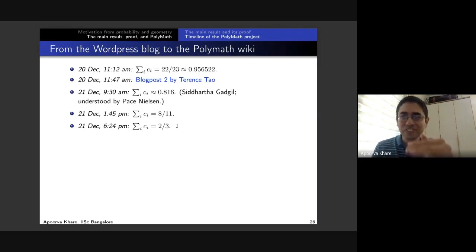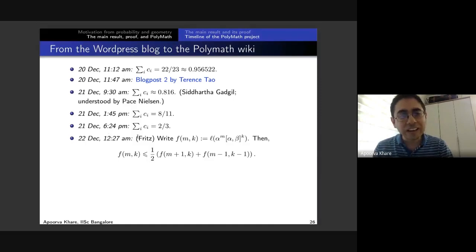So it kept making progress. But again, at every point, I should emphasize, 2 over 3 is still very far from 0. Any positive number, epsilon, is very far from 0. These are all finite step improvements. You want a routine that will work infinitely. And that happened again by the same person who made the first contribution, Tobias Fritz. He said, let us write down something like this, the length of alpha to the m, alpha beta to the k, and find a discrete heat equation kind of an analog.